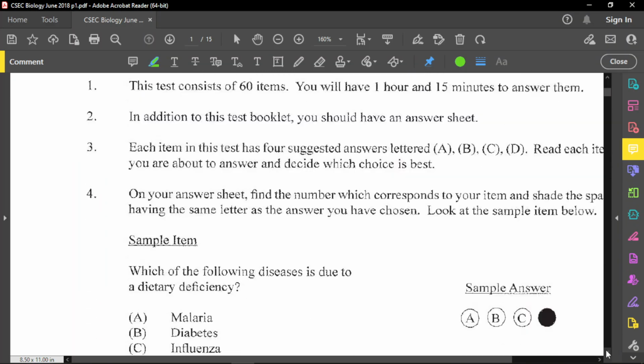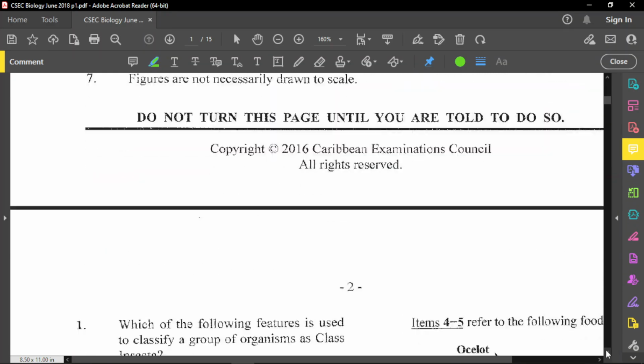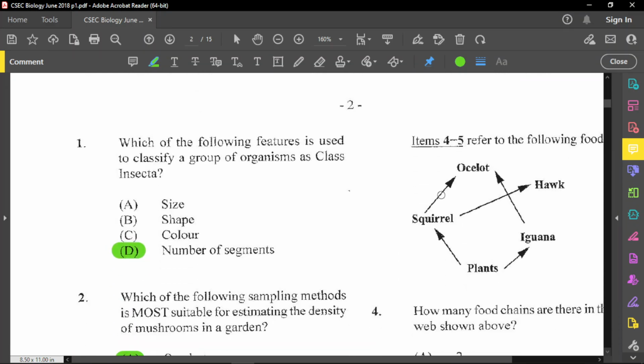All right, so let's jump into question number 1. Question number 1 reads: which of the following features is used to classify a group of organisms as class Insecta? And this is a very popular question, and the answer here is the number of segments.